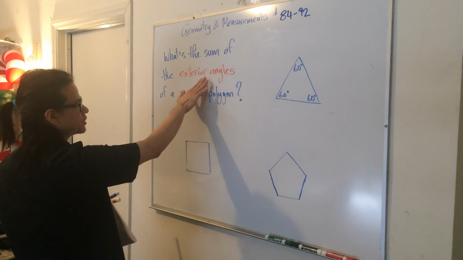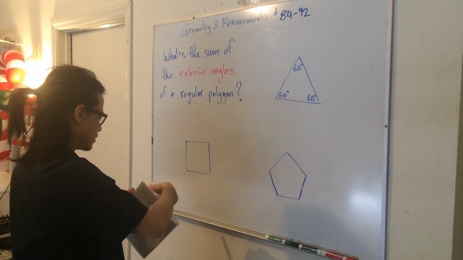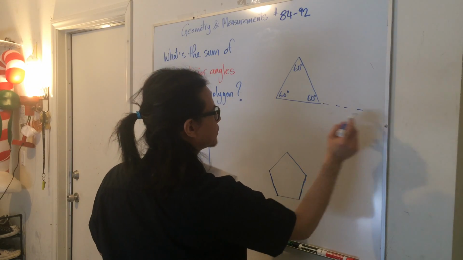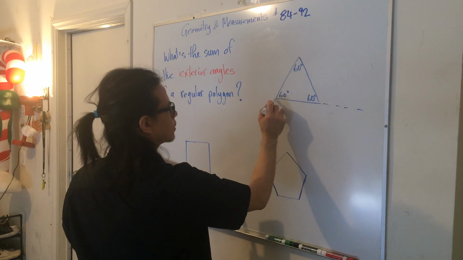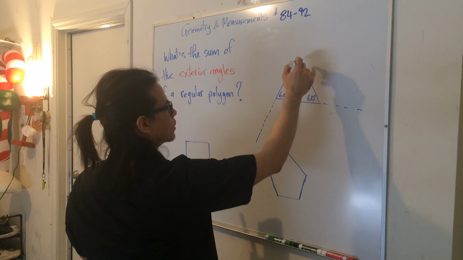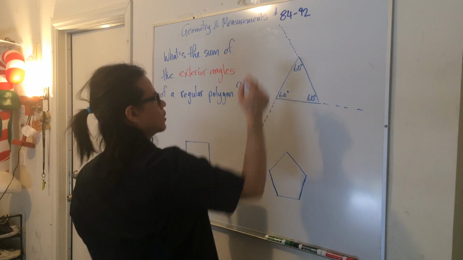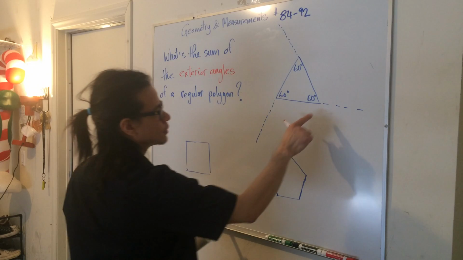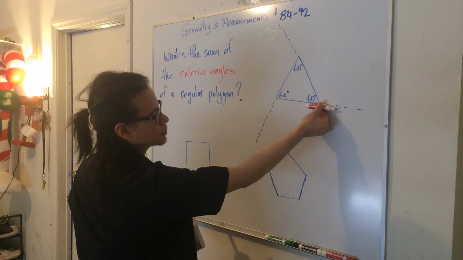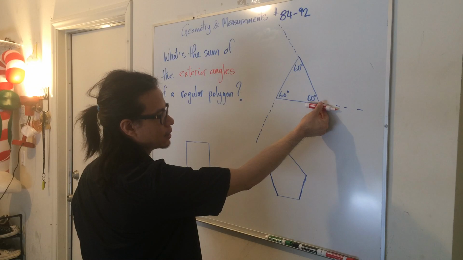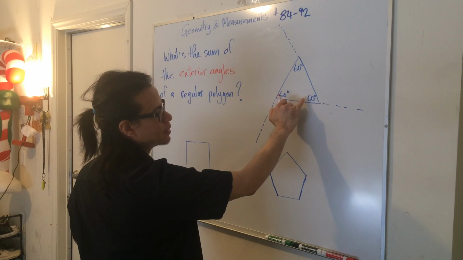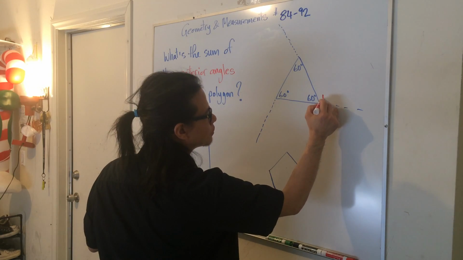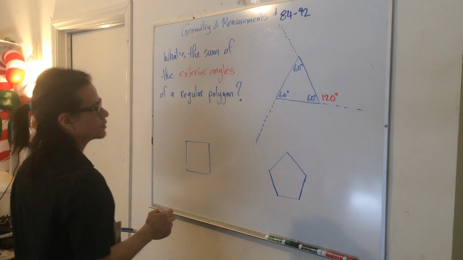Now, when we talk about exterior angles, we're referring to the ones that are on the outside. For example, if we extend the sides out like this, this is an exterior angle here. Together, they form a straight angle. So a straight angle is 180. Therefore, if that's 60, what would this angle need to be? If you say 120, you are correct. So that's an exterior angle.